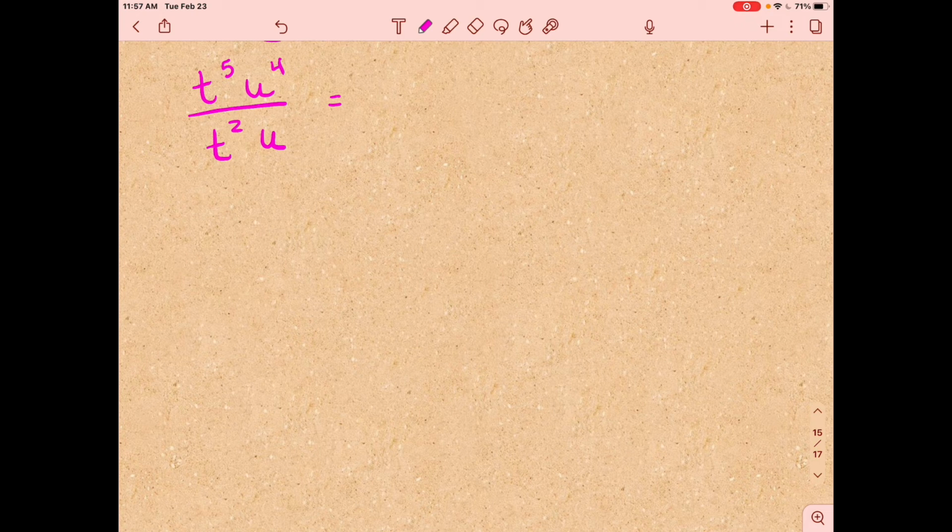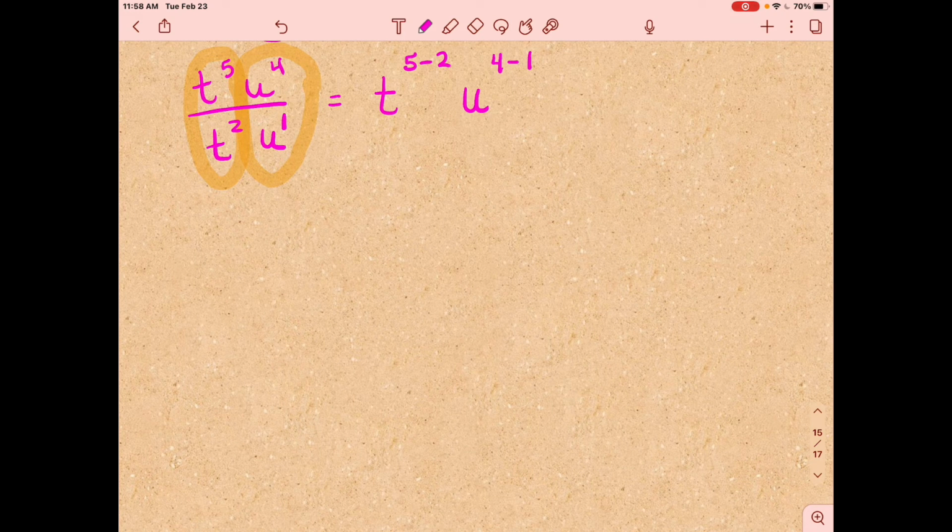Let's just deal with t first. Okay, don't try to think of the whole thing all at once. Just deal with t. This is t to the 5 minus 2 because I do top minus bottom. Okay, I'll simplify that in just a second, but let's now change our attention to the u, and now we're going to do u to the 4 minus 1. I got the 1 because we just understand that if there's not any exponent, there is a 1.